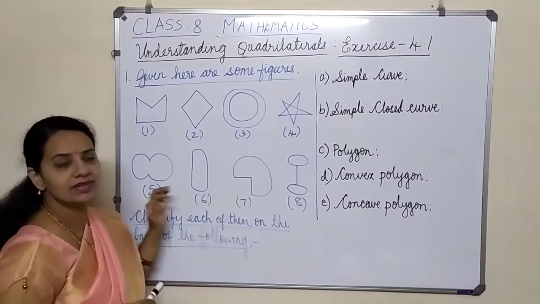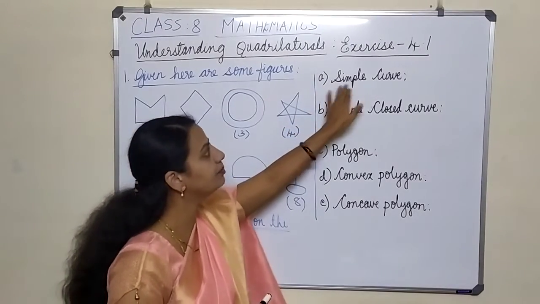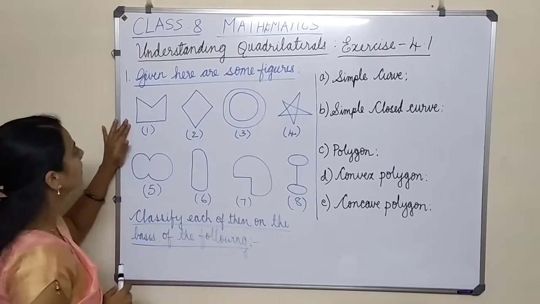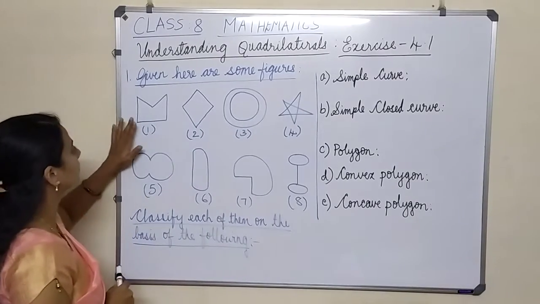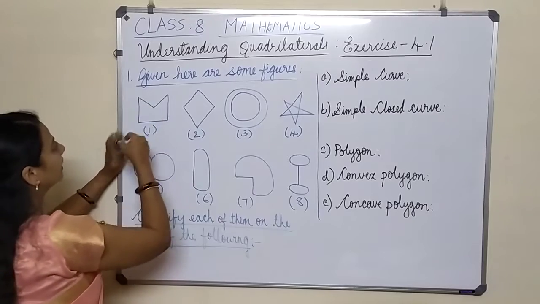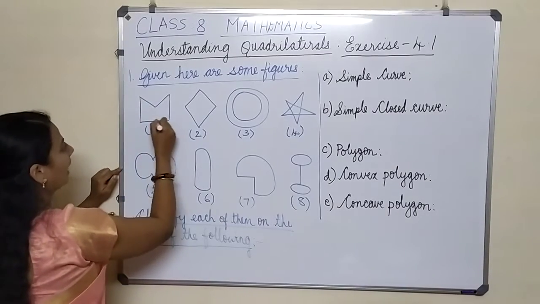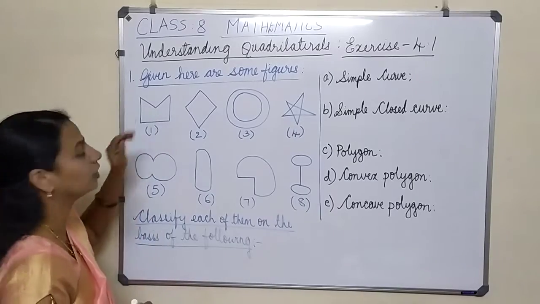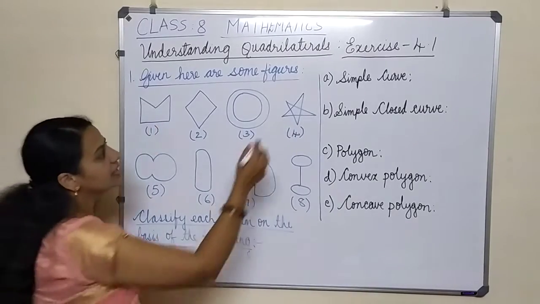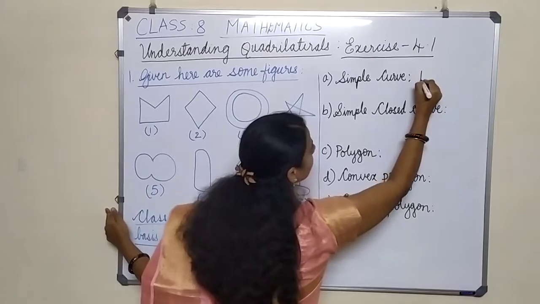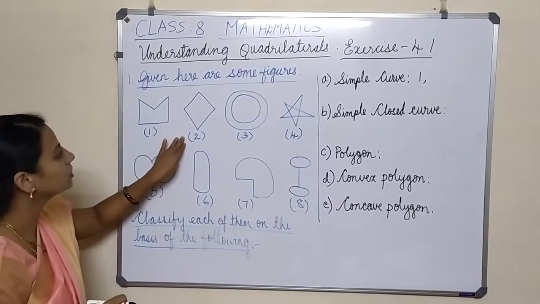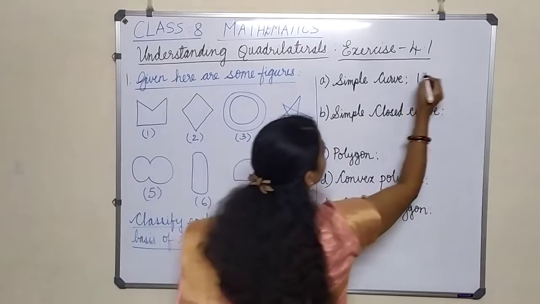So one by one we will check. Okay, first we will see simple curves. So just examine these figures, identify the simple curves. Now this is a simple curve, right? When I start from one point, without lifting the pen or pencil, I can draw this. So this comes under simple curve. So I'll just write figure 1, okay? And then this also is an example of simple curve.